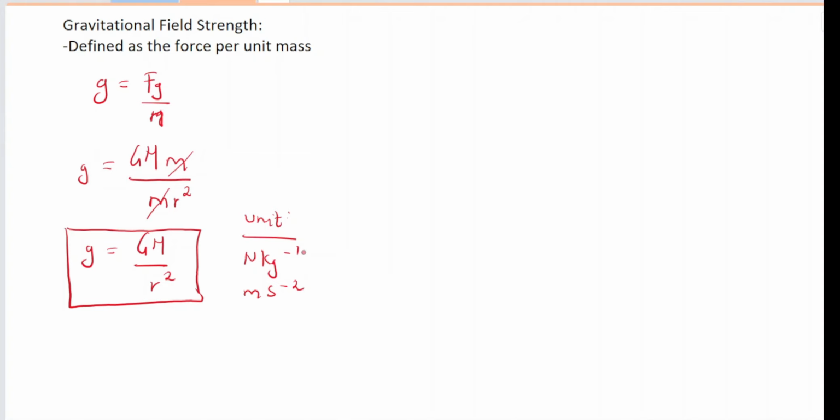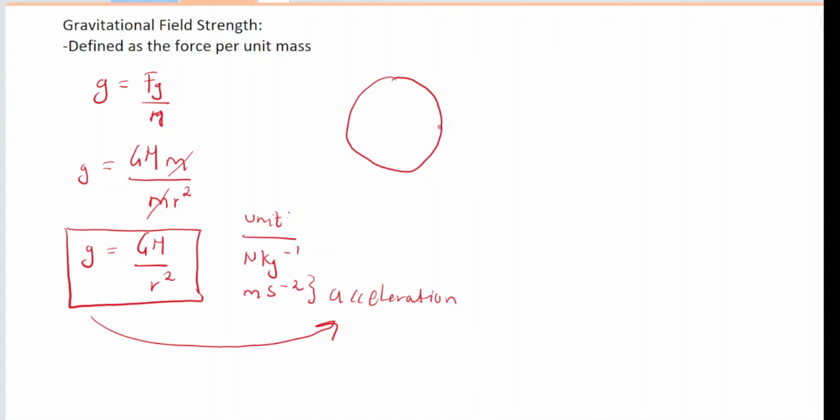And the units can either be written as Newton per kg or meter per second square. And you might be realizing that meter per second square is acceleration as well. So when we are talking about gravity or acceleration due to gravity, that's actually the gravitational field strength. Why is that? Because, for example, let's say this is the Earth, and you are at the surface of the Earth, right? So you are over here. And this is the center of the Earth.